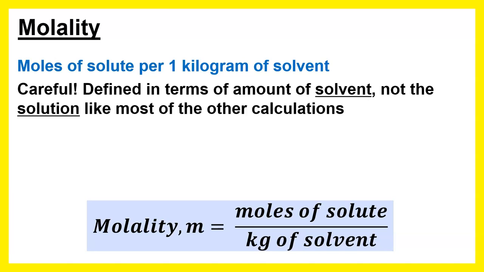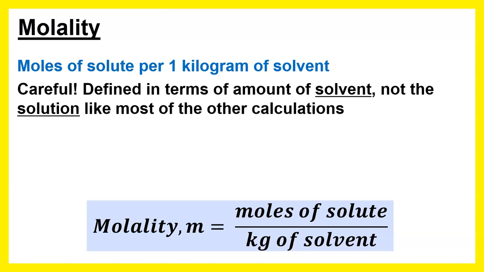I see more mistakes with this one, I think, than any other, because most of our calculations care about the solution volume once it's all mixed together, right? Once it is a solution, once it is a mixture. This one has mass of solvent, so it's a little bit strange.